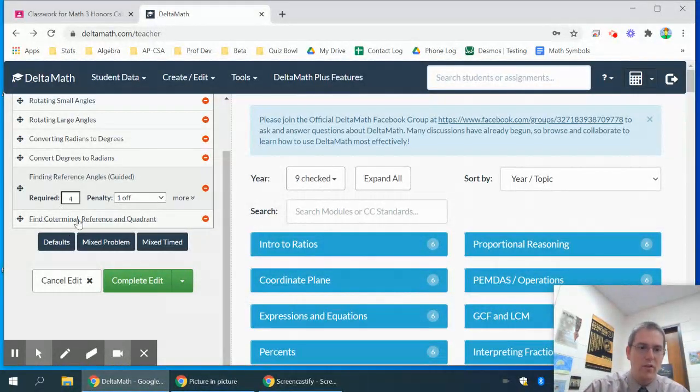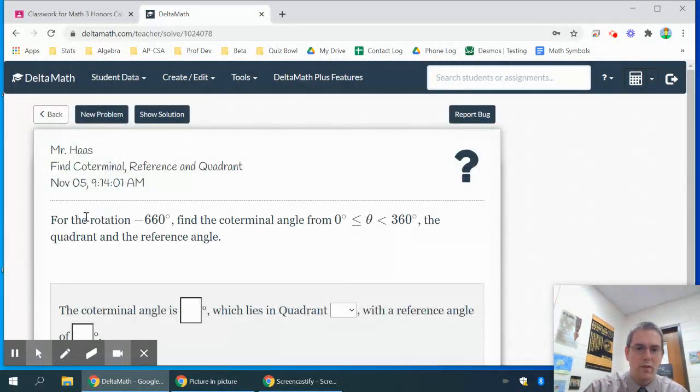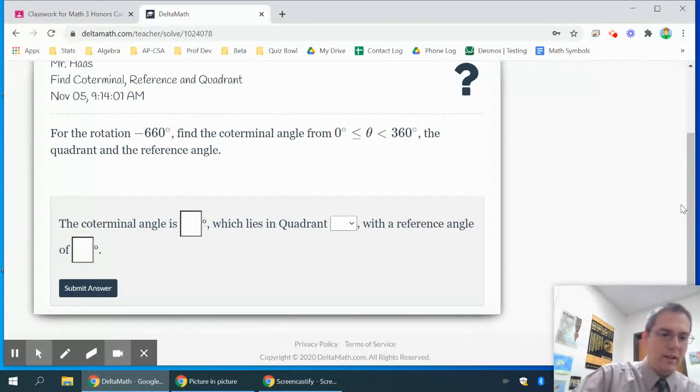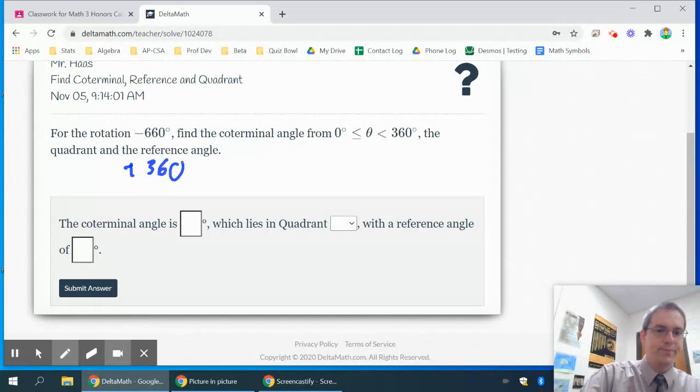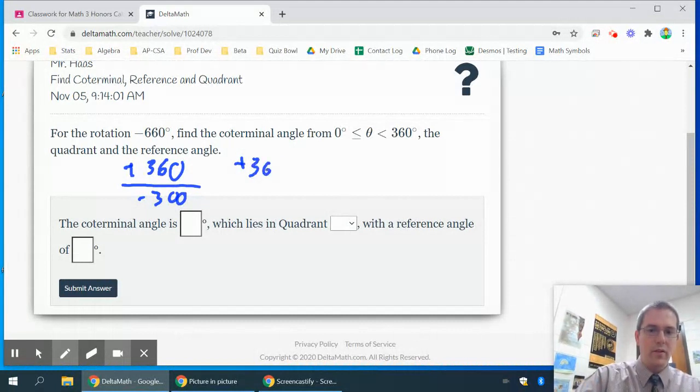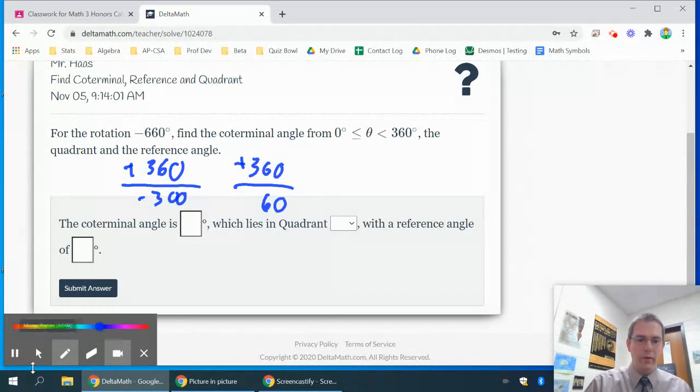Because in the next section, you're going to be finding the coterminal angle, the reference angle, and the quadrant. So for starters, if I have something like negative 660, I need to start by finding the coterminal angle that's between 0 and 360. So I need to add a rotation of the circle. I'm going to add 360 once, and that's going to give me negative 300. Then negative 300 is still a little small, so I'm going to add 360 again. Negative 300 plus another 360 would be positive 60 degrees. So my coterminal angle between 0 and 360 is 60 degrees.